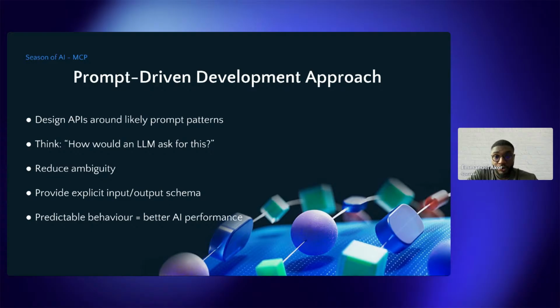Also we have to reduce ambiguity. Like I said, building something very complex and robust, putting something robust in for the long term is good, but when your initial design is complex, it makes your LLM misbehave and bring in some unwanted data and information to you as a user. Also you have to provide explicit input and output schemas. This is very important when designing your architecture. Like I said, predictable behavior equals better AI performance.